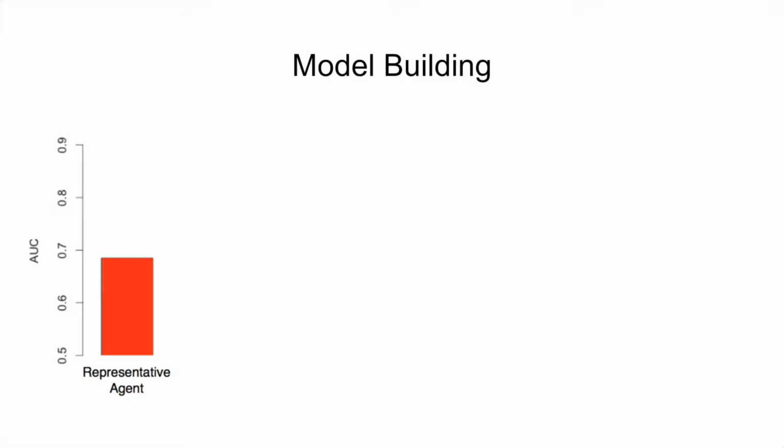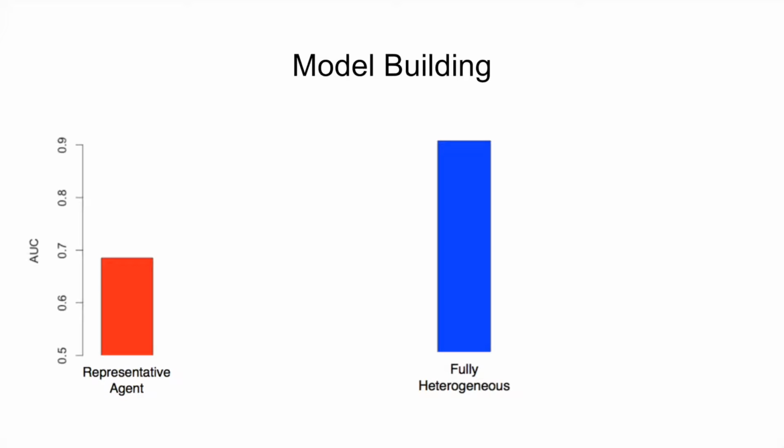On the other side of the spectrum, we have the fully heterogeneous model, the best model you can imagine, because this allows everyone to have their own model coefficients. And when you do that, you get an AUC of about 0.9. So these represent two extremes for our models.